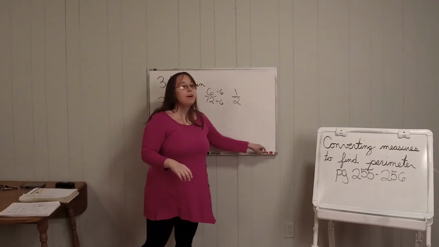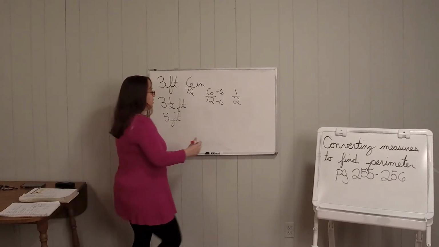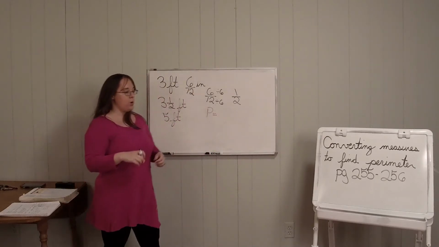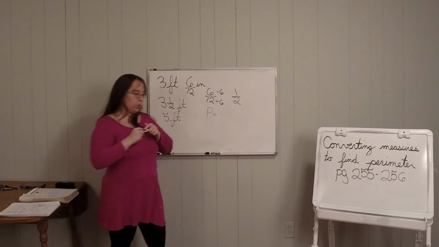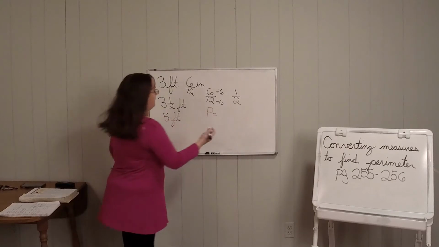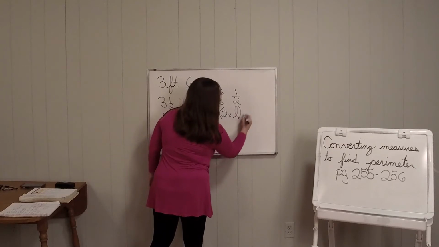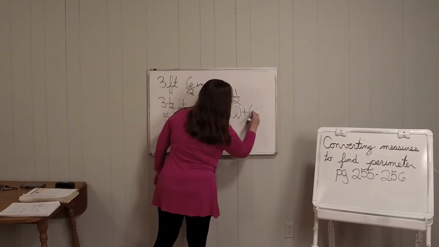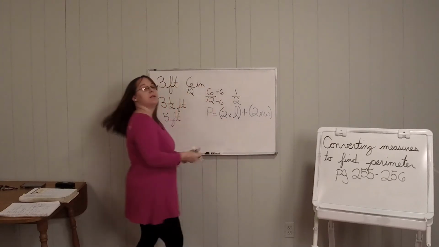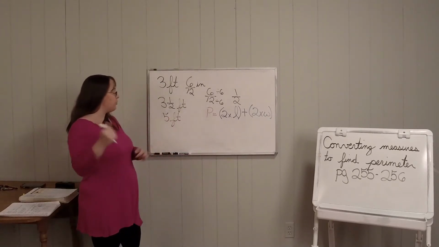So then you have to remember your perimeter equation for a rectangle. So P equals, think about what that perimeter equation was. It was 2 times the length plus 2 times the width. That was the equation you used. So now you would just plug in your formula.